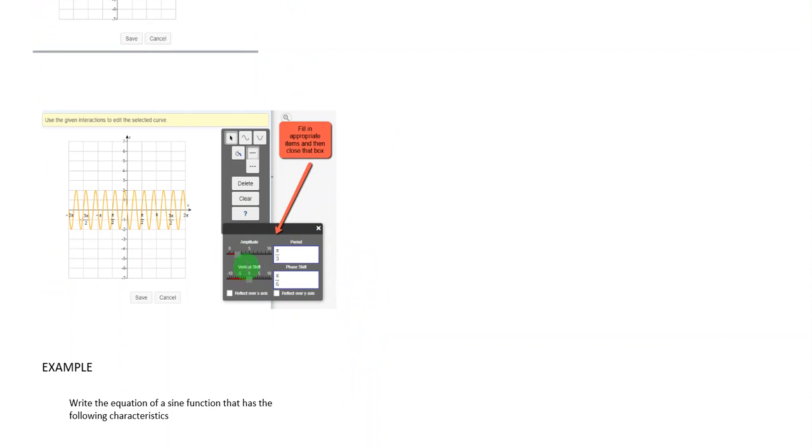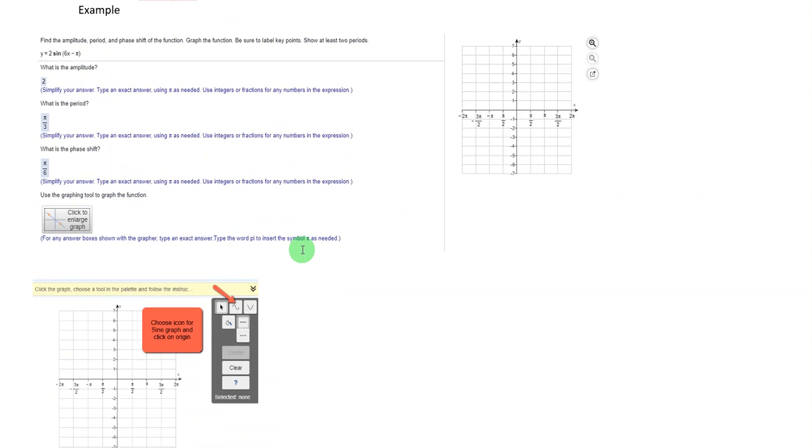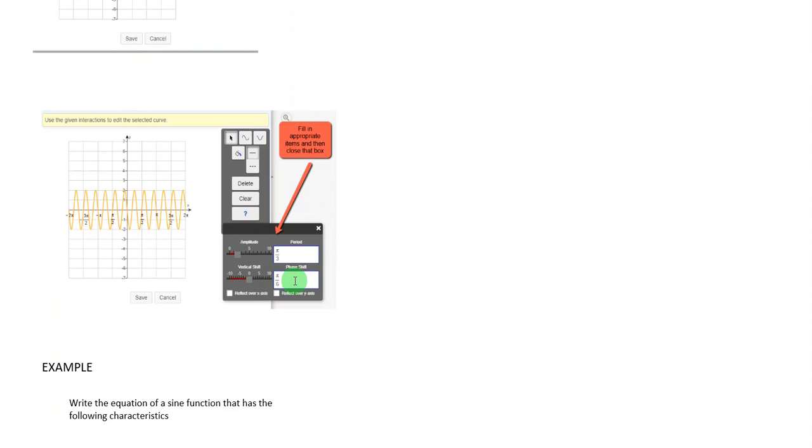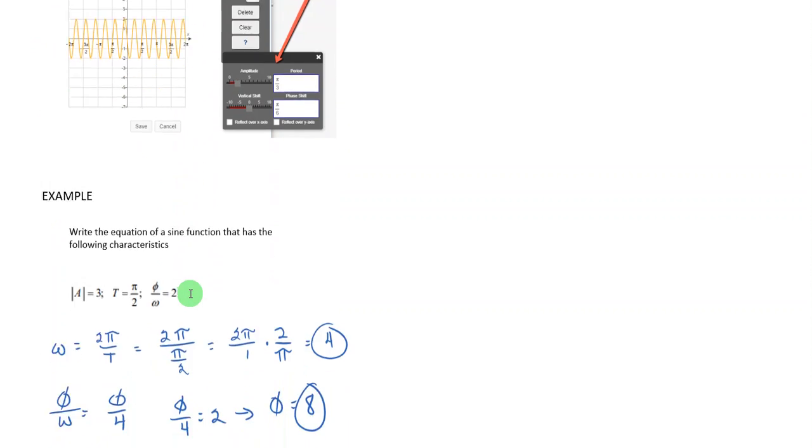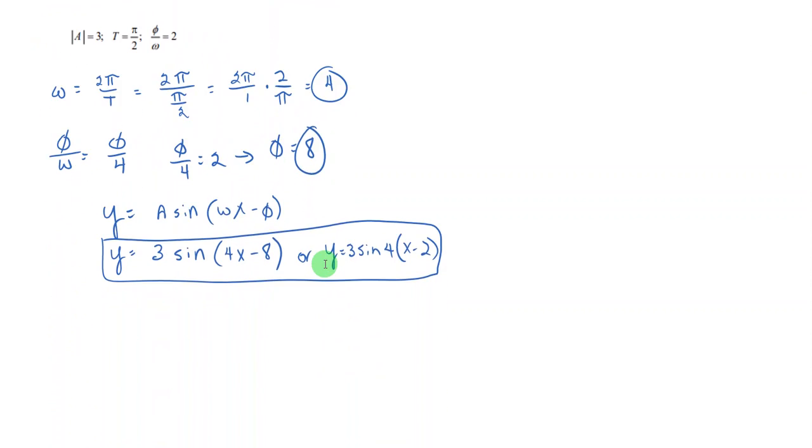All right, so the amplitude, we would slide over to 3. The period we put in as pi over 3. I'm going to make sure what we got. Okay. And the phase shift is pi over 6. And remember that you can use pi and it will put the pi icon there. We don't have a vertical shift, so we're okay. When you've got all that in, you can close the X, and it should graph the function correctly there, and you can hit save.